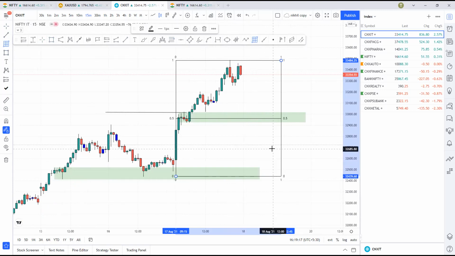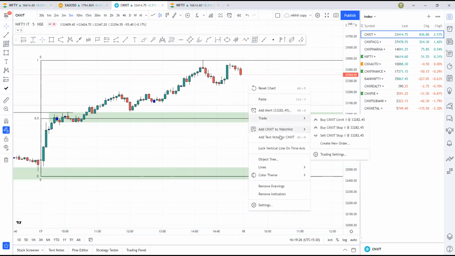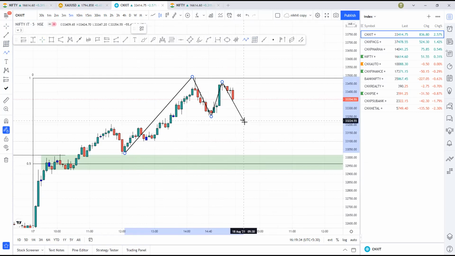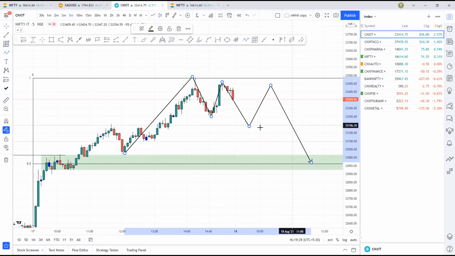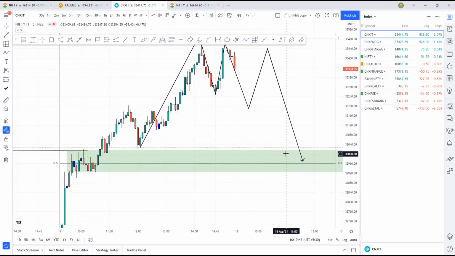So right now there is no trade in IT stocks, but on an intraday basis you can look for short entries if this market structure breaks. If this market structure breaks to the downside, then after a retest, these levels will be good for shorting.